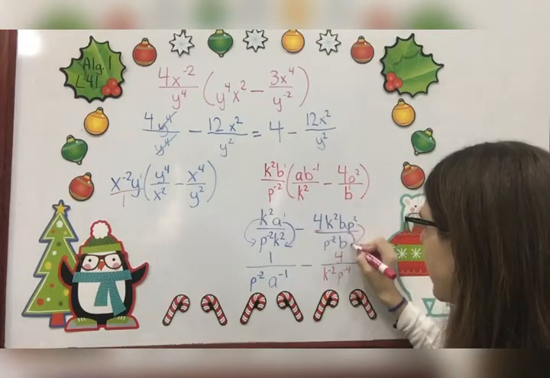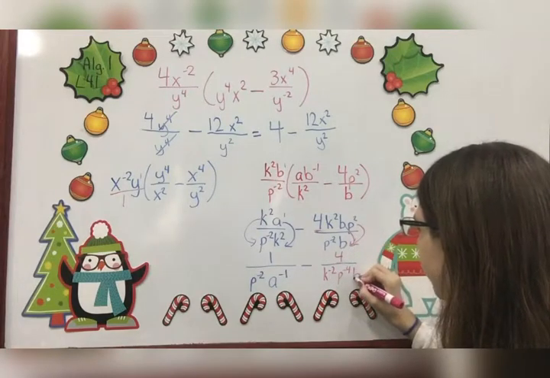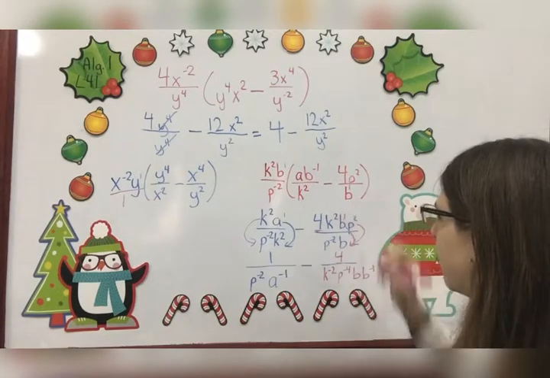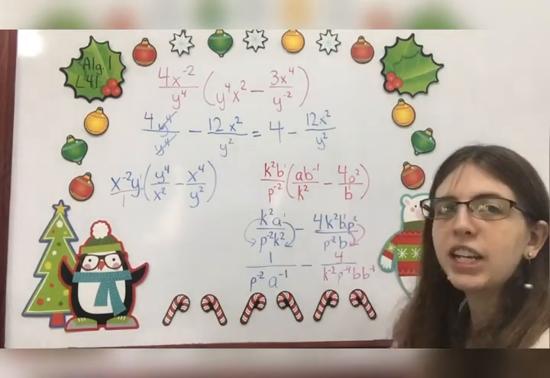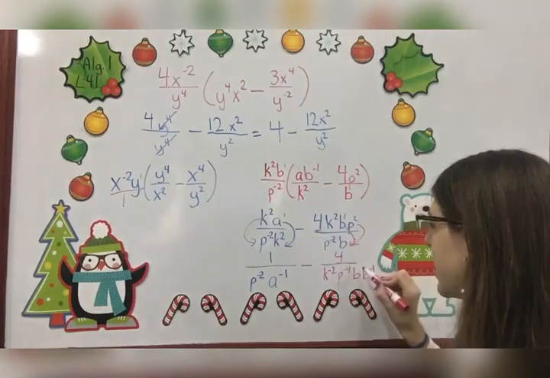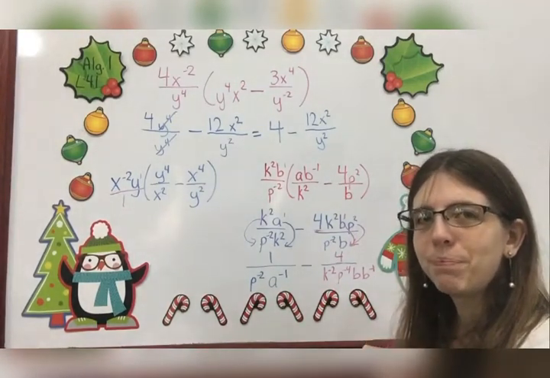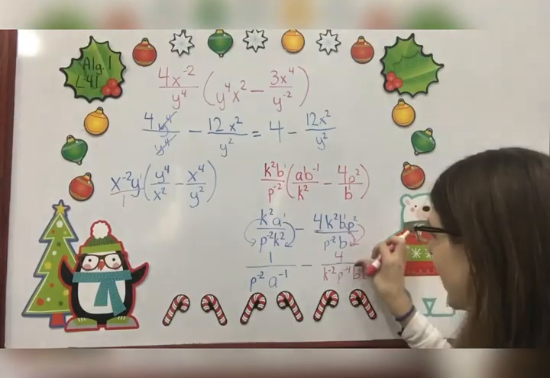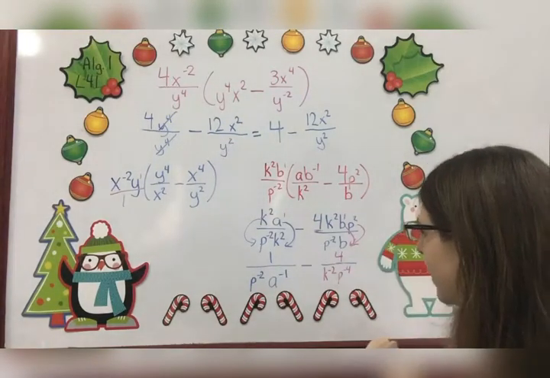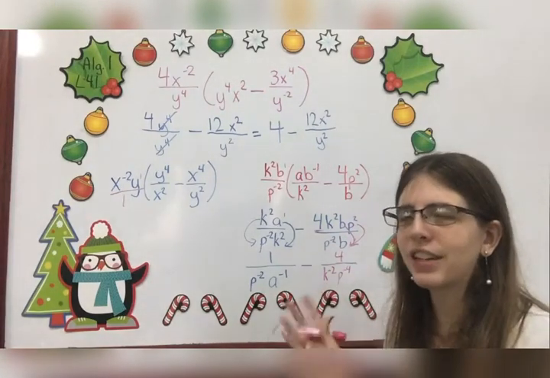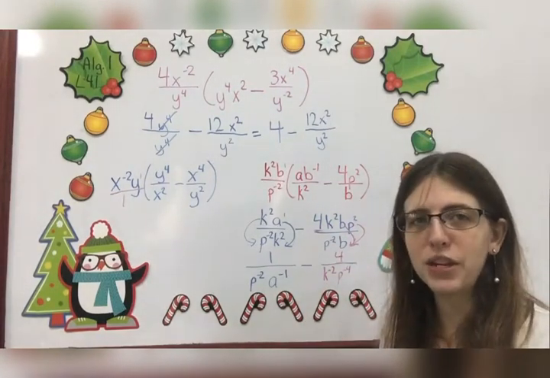Then I move my b down. I already have a b, and now I have a b negative 1. Because this was a positive 1, when I move it down, I change my sign. So I have a b to the 1 and a b to the negative 1. What's 1 minus 1? 0, so it cancels out. My b's cancel.